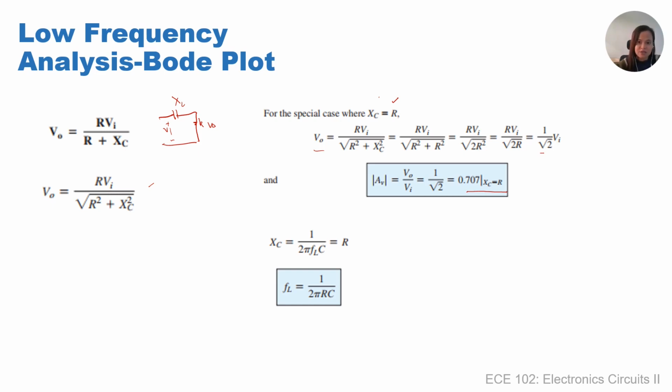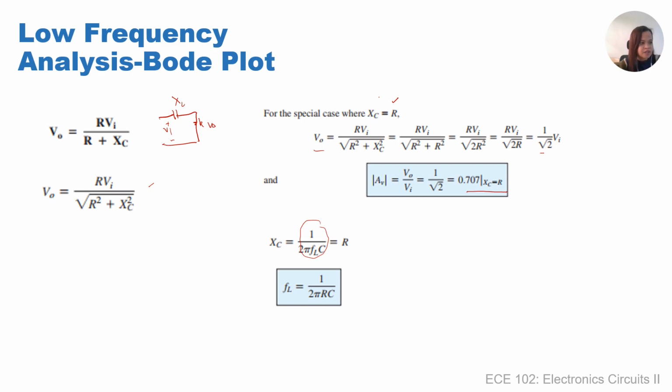So we determine that this occurs at Xc is equal to R. Given that, we could determine the cutoff frequency, which occurs at Xc is equal to R. So we have Xc, the formula for the capacitive reactance, which is 1 over 2 pi f C.